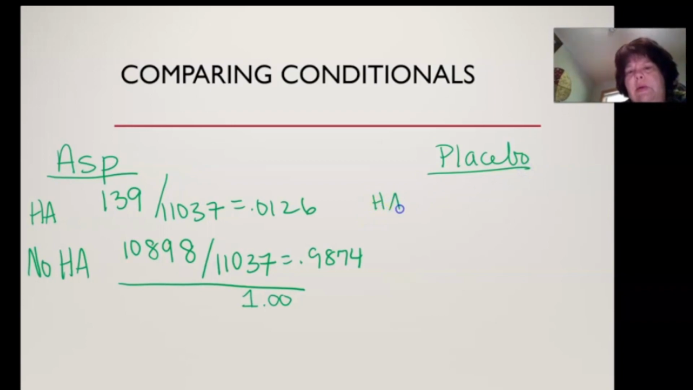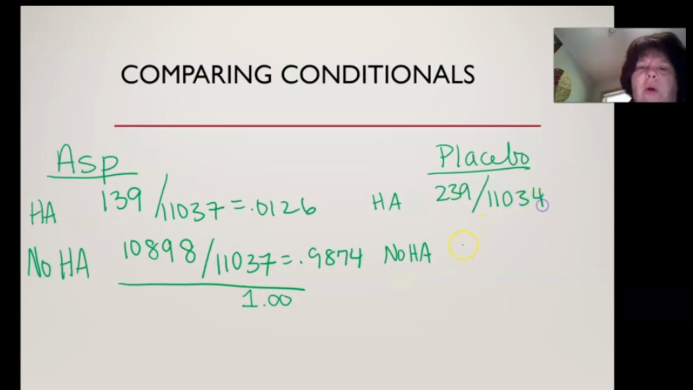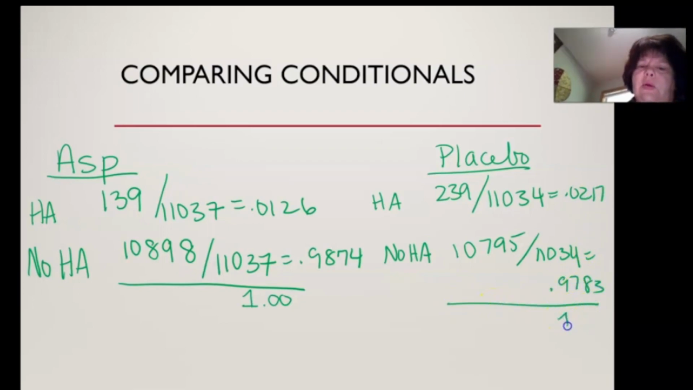heart attack, no heart attack, you have 239 over that total for this group, 11034, and 10795 over 11034. And that ends up to be 0.0217 versus 0.9783. And of course that adds up to 1. There might be a little round off there, but we're not going to worry about that.